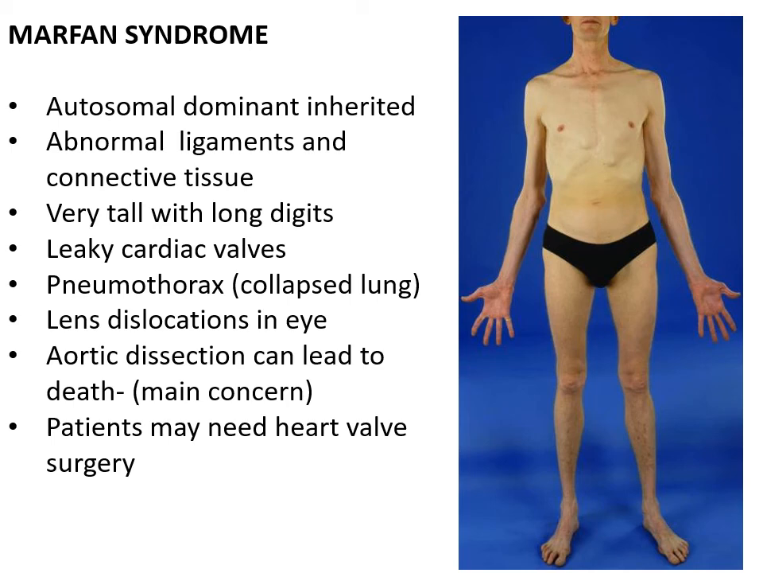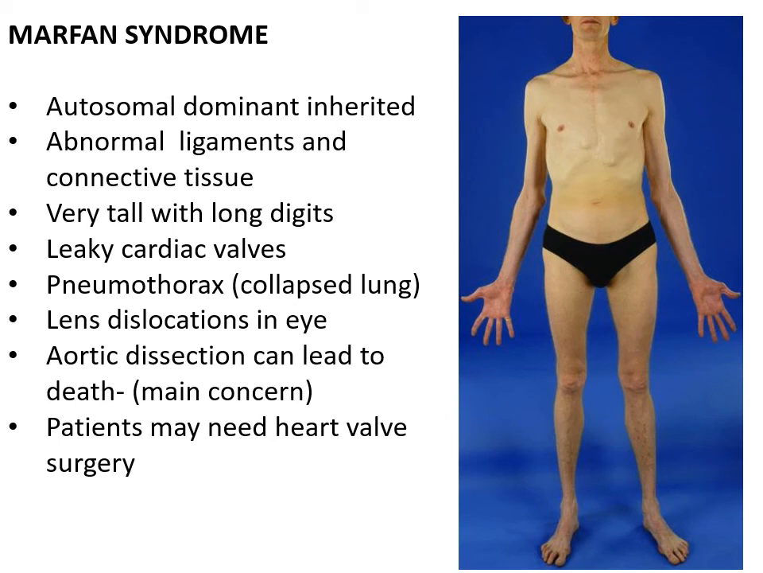Okay, so these patients grow to a very tall height. They typically have long digits. In actual fact, if they were to put their arms straight out, the length of their arms from one side to the other is actually taller than they are. Okay, so they have really long arms and long legs. Now, because of the abnormal connective tissue, well, this is going to affect many areas of the body.